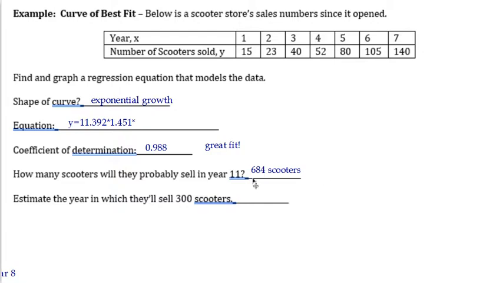Now, the next question is a little trickier, especially because we haven't had our log lesson yet. If we're asked to estimate the year in which they'll sell 300 scooters, that means, of course, that 300 scooters is their y, so you know that y is 300. And you need to back into what power of x will get you 300. Before we learn the algebra, which comes next class, let me show you a little trick on the calculator that we can use.